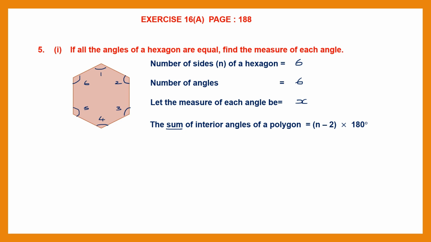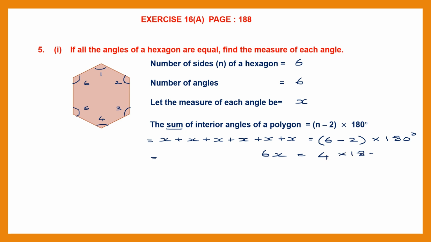So that means if each angle is x, I'll have x plus x. There are 6 angles, so 6 times we write x. The sum is equal to (n minus 2), and n is the number of sides, which is also 6. 6 minus 2 into 180 degrees. Now there are 6 x's here, so this is 6x. So 6x is equal to 6 minus 2 is 4, 4 into 180 degrees. So 6x is equal to 720 degrees.